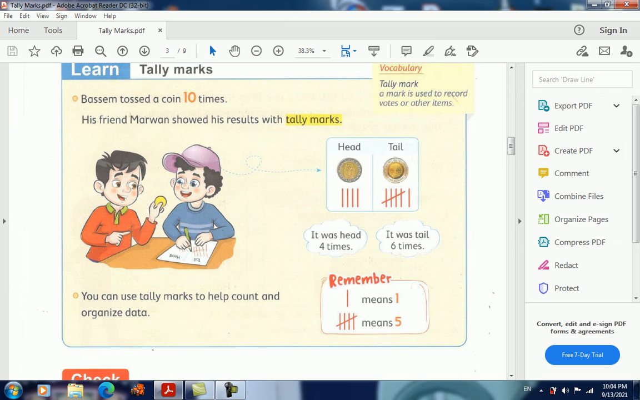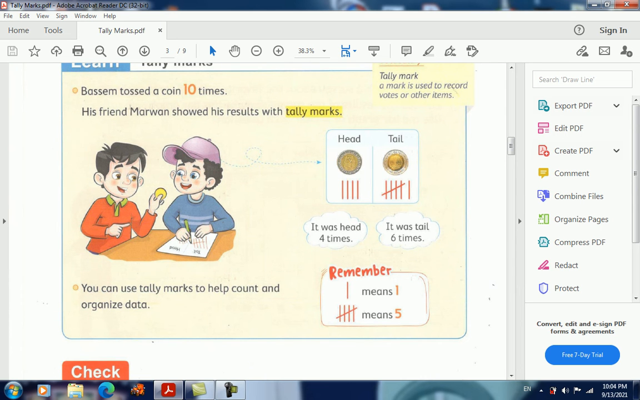They say that Bassem tossed a coin 10 times. His friend Marwan showed his results with tally marks. He drew a figure of the head and the tail, and then did some crossing. He drew 4 vertical lines for the head, which means it appeared 4 times. And then he drew 4 vertical lines with a horizontal one across them, then another vertical on its own. So the 4 lines with a horizontal one is a stack of 5. This means the tail appeared 5 plus 1, which is 6 times.